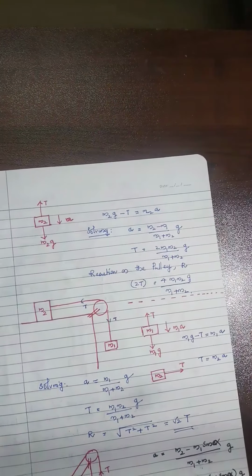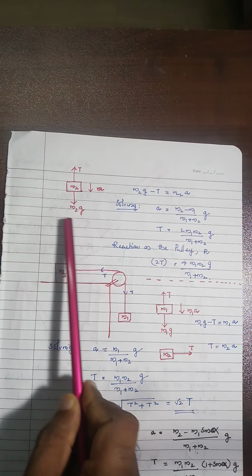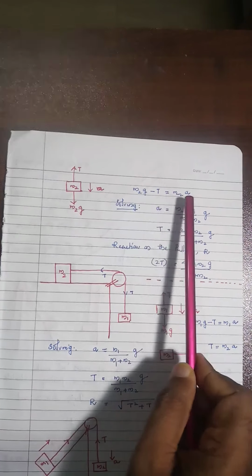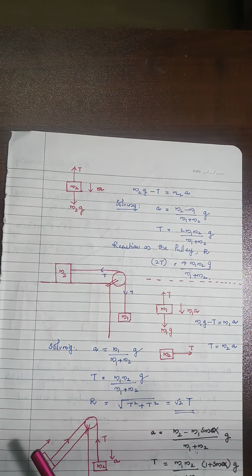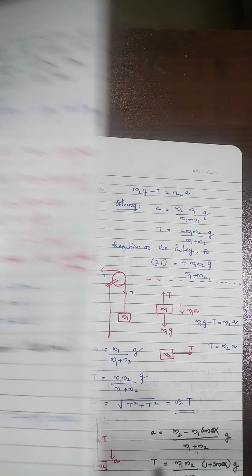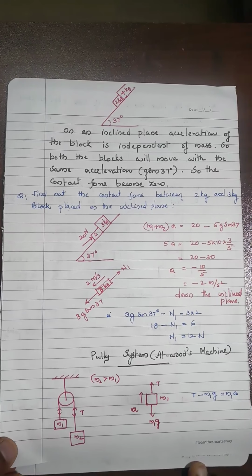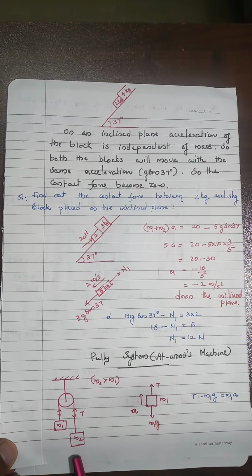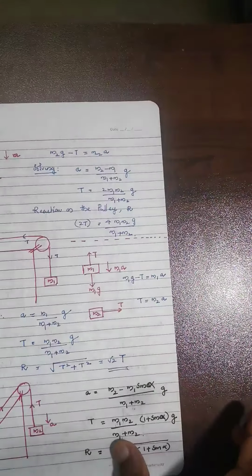And similarly for the m2 mass, it is coming vertically downward, so m2g is greater compared to T, and can be written as m2g minus T is equal to m2a. On solving, we get the answer as a. But you can think of a short way, how we can find the acceleration for the problem. Here the weight acting is m2g and here the weight acting is m1g. So you just subtract, m2g minus m1g, by total mass. So that is the acceleration for the system.